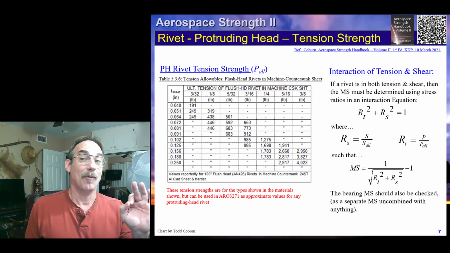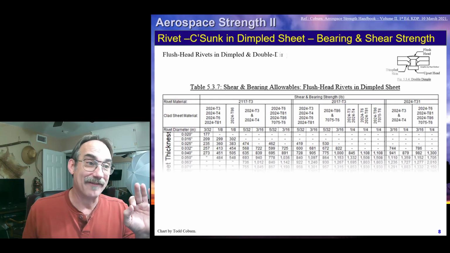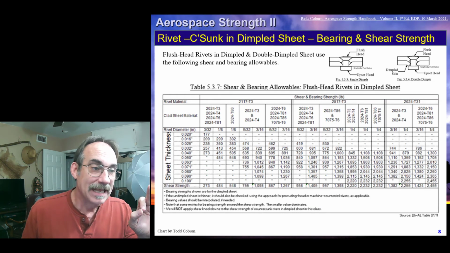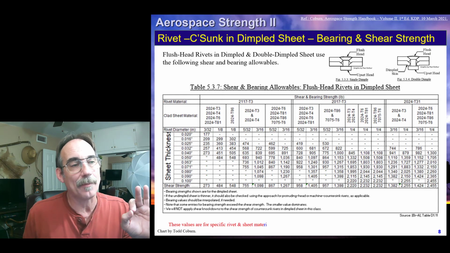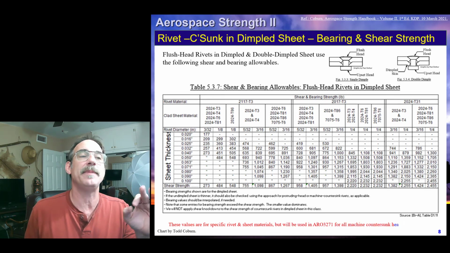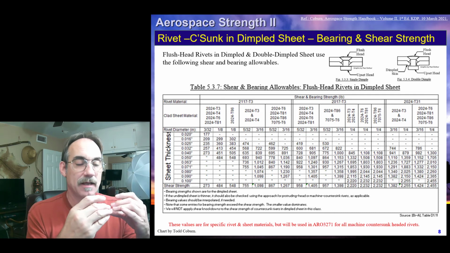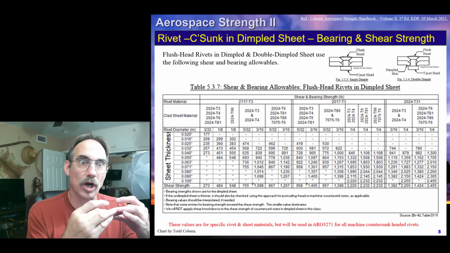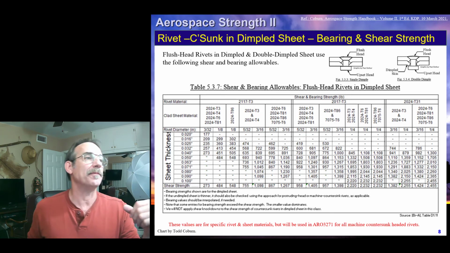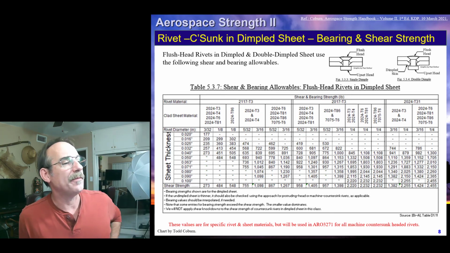All right, one more to go. Let's say we have a flush head rivet in dimpled, single or double dimpled sheets. Single dimpled means you have one of the sheets dimpled. Double dimpled means they've both been worked so that the head drops in place. You're going to come to this table. It's very similar to the last table. We've got a little more information going on here. Once again, you've got the rivet material here, here, and here.